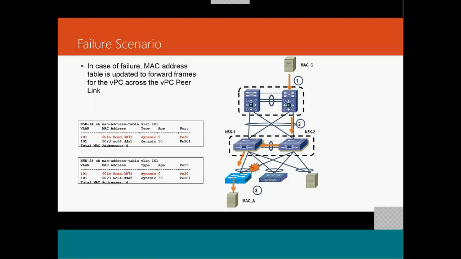Now if you see the MAC address table for that particular host, on the N5K1 it is using the same member link from which it learned the MAC address, whereas on the N5K2 it will show the link as the vPC peer link. So it is now learning the MAC address over the vPC peer link and does the forwarding accordingly.